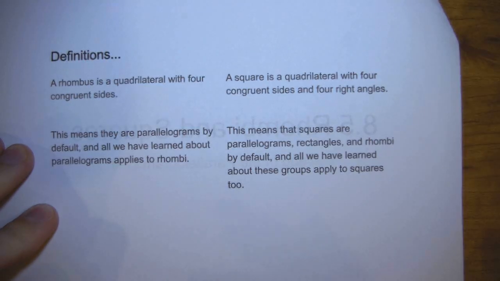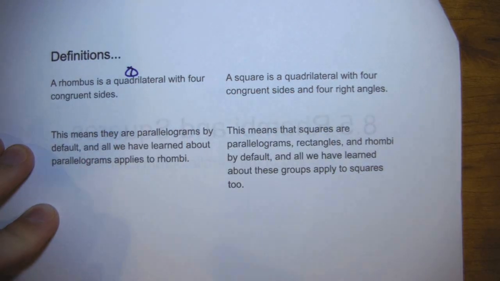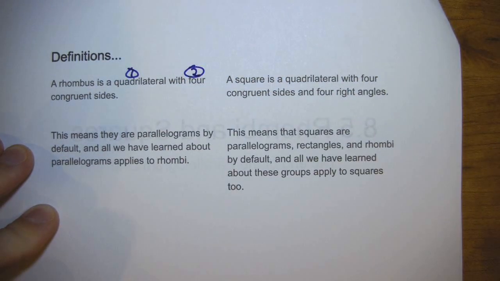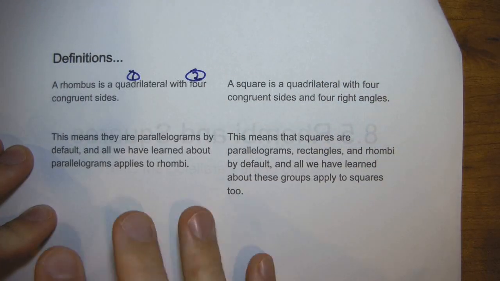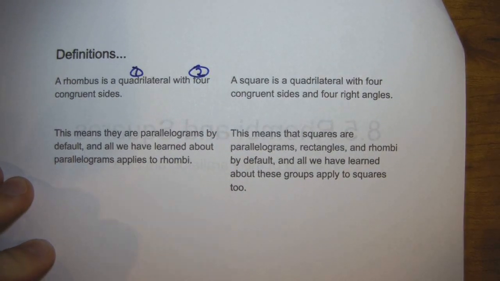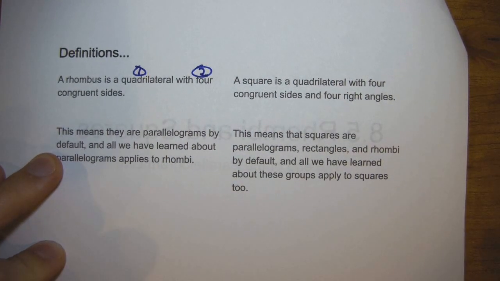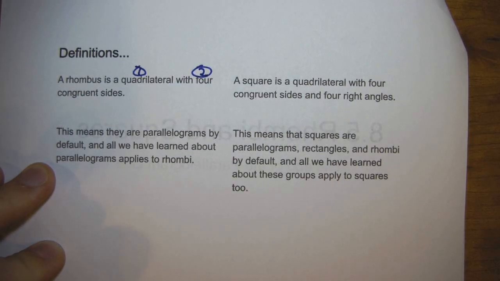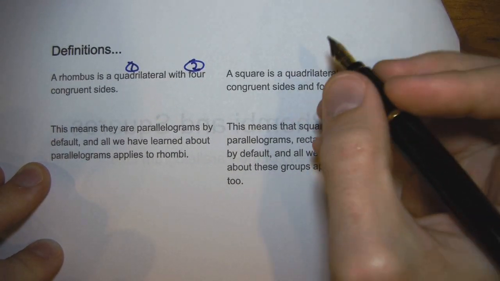If we're talking about a rhombus, our definition is this. It's a quadrilateral, so there's the first part, that we have four sides. And the second part is that those sides are all congruent. That's it. That's all it means to be a rhombus. And from that, we can generate lots of other ideas. For example, this means that they're parallelograms by default. Notice we'd have opposite sides being congruent. So they are parallelograms. So anything that we've learned about parallelograms also applies to rhombi. Again, plural for rhombus.